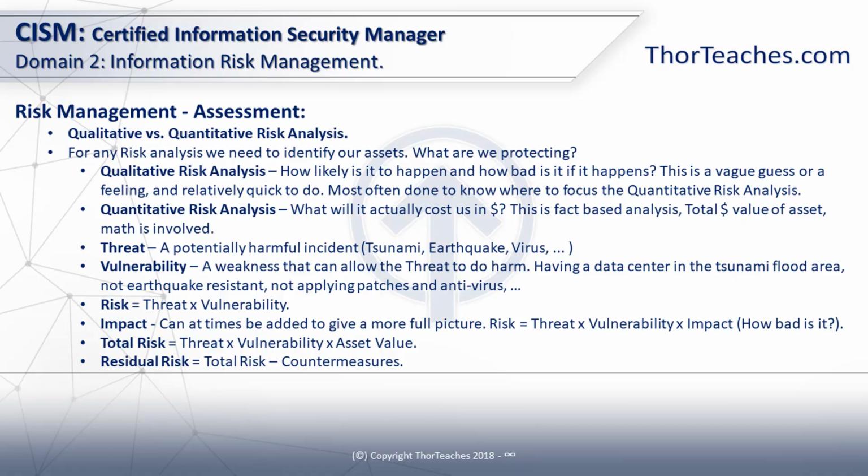Let's begin by looking at some of the key concepts. Qualitative risk analysis is just sitting down and guessing how likely is this to happen, how bad is it if it happens, and how exposed are we. It's vague, it's guessing, it's feelings, it's pretty quick to do, and we mostly use it to identify the areas where we want to do the quantitative risk analysis. Think of qualitative risk analysis as the quality of something. That's pretty good. That's nice. It's not a specific number, it's more of an opinion.